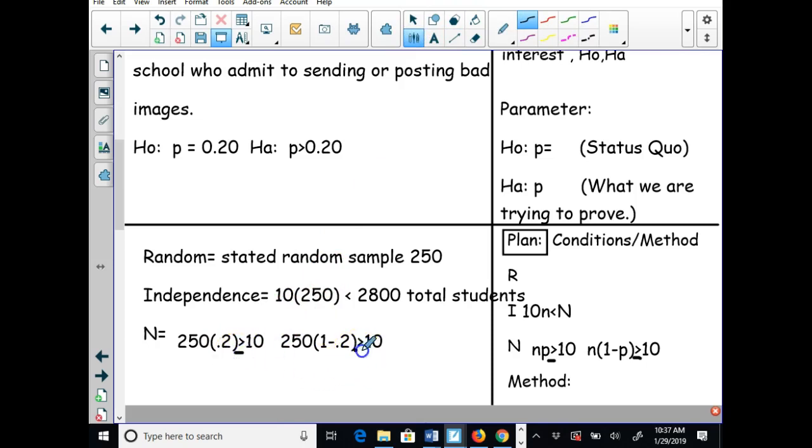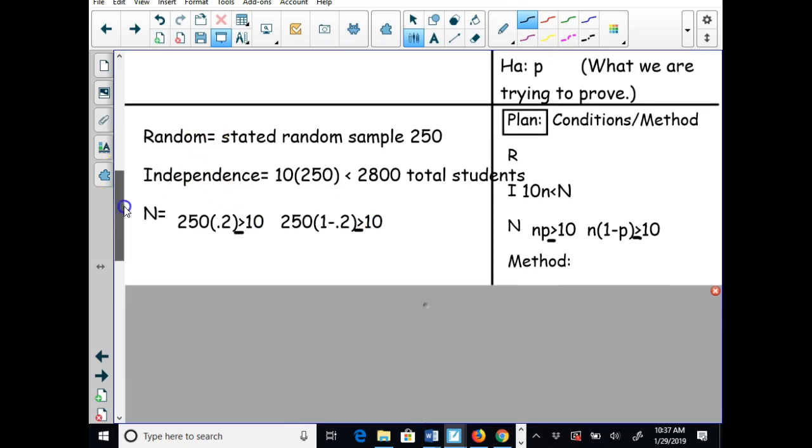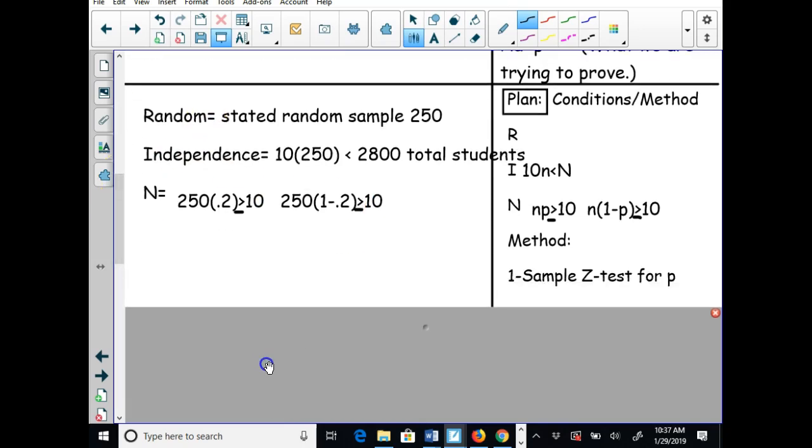And the normal condition is tied to our normal distribution, meaning we can use that z-score and find a p-value. Now we have our method, okay? Our method is a one sample z-test for p. This you have to memorize.